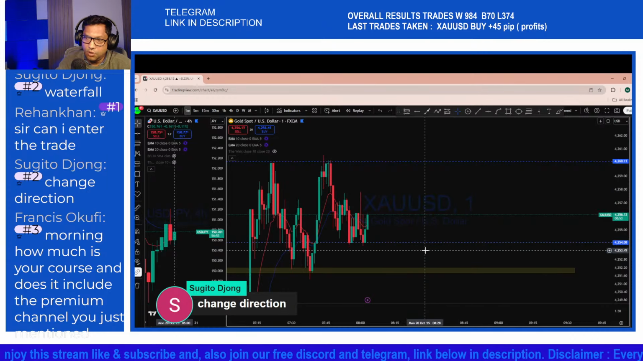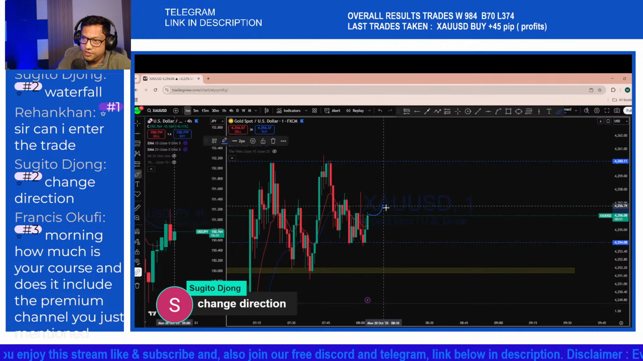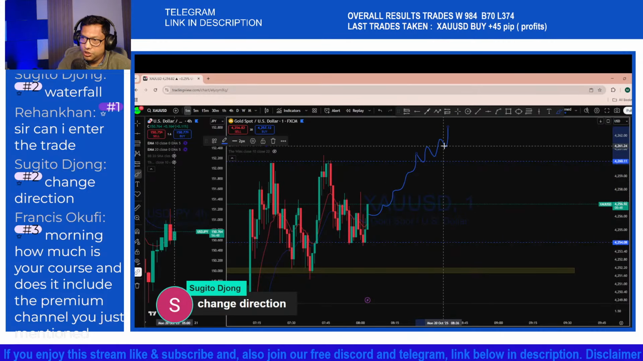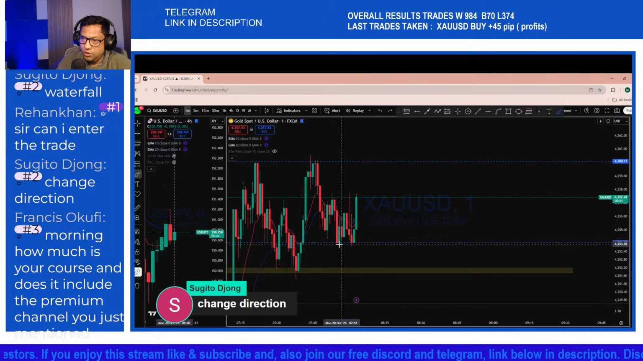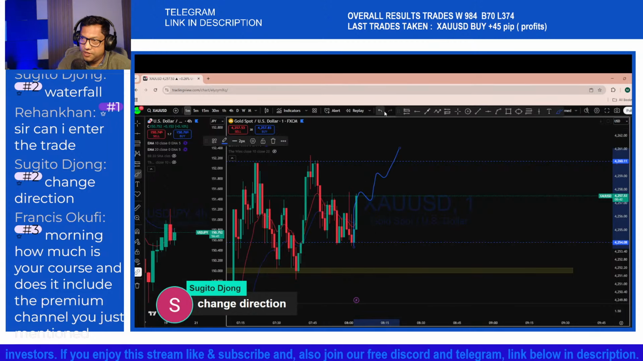There is a double bottom here. The market is trying to break to the upside and potentially continue to rise back in that direction. So this is where we might see an upside bias.